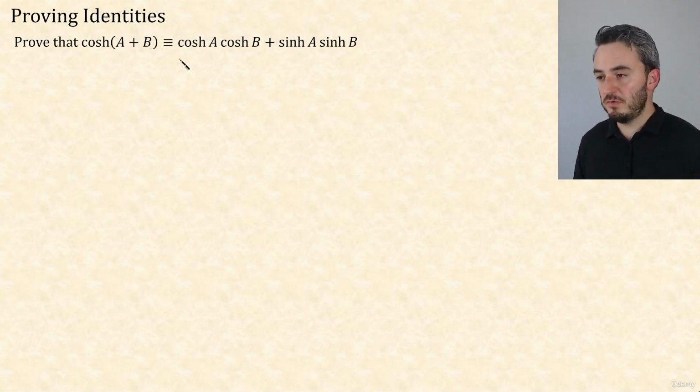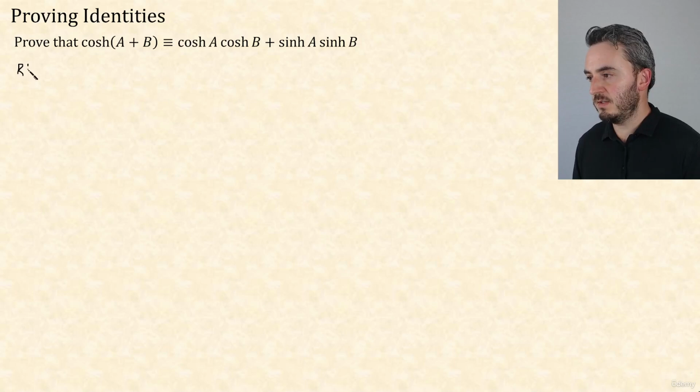Now, in this proof, I think it's going to be much easier to start on the right-hand side. And the reason for that is if I start on the right-hand side, I'll get a bunch of e to the a's and e to the minus a's and e to the b's, and then I can just multiply them together. And hopefully what I have popping out is just that left-hand side.